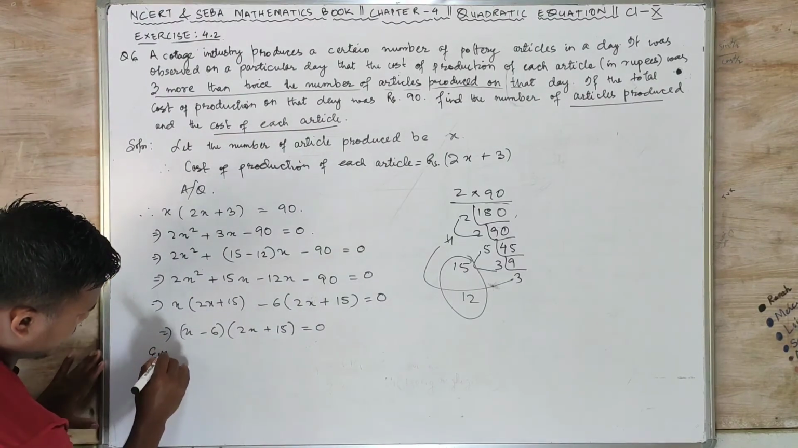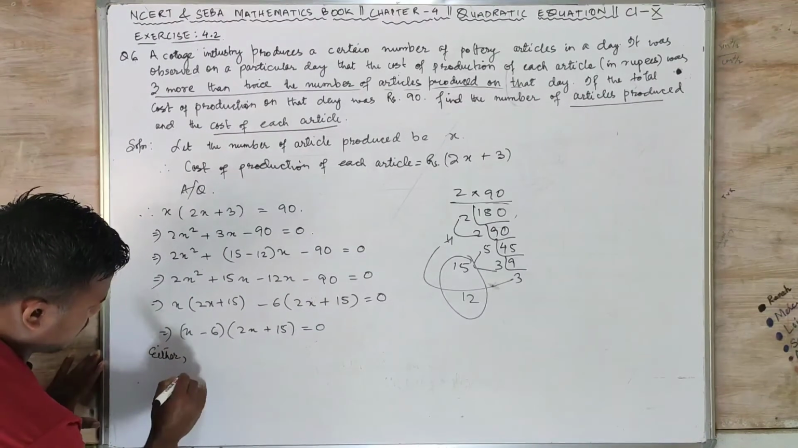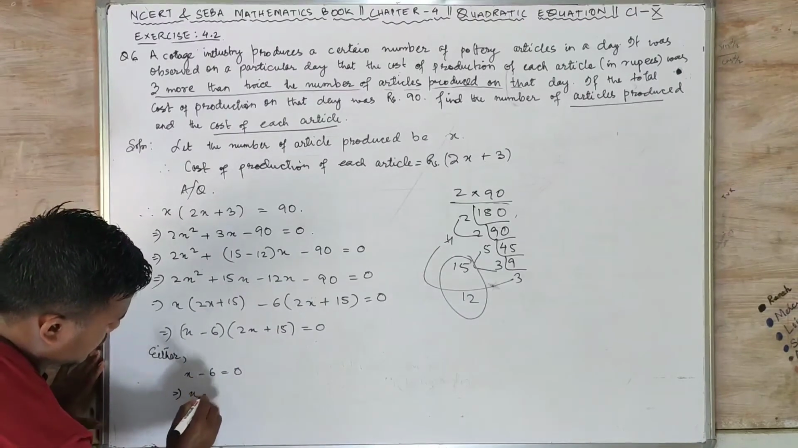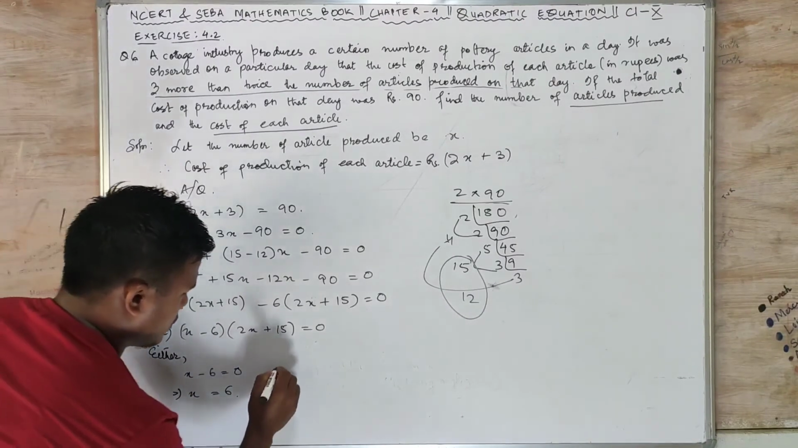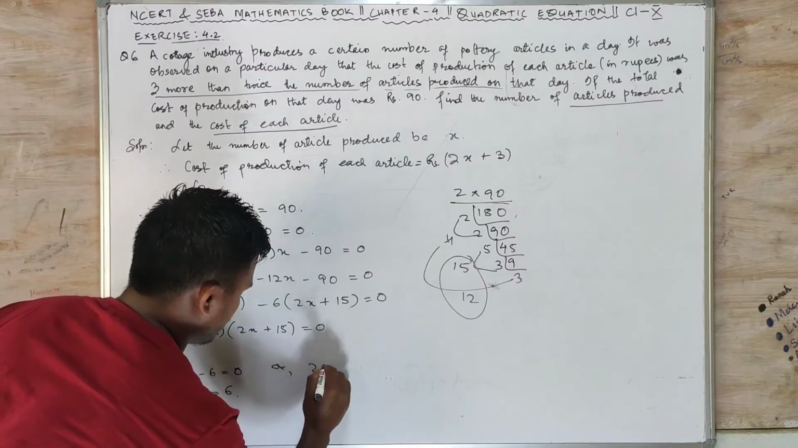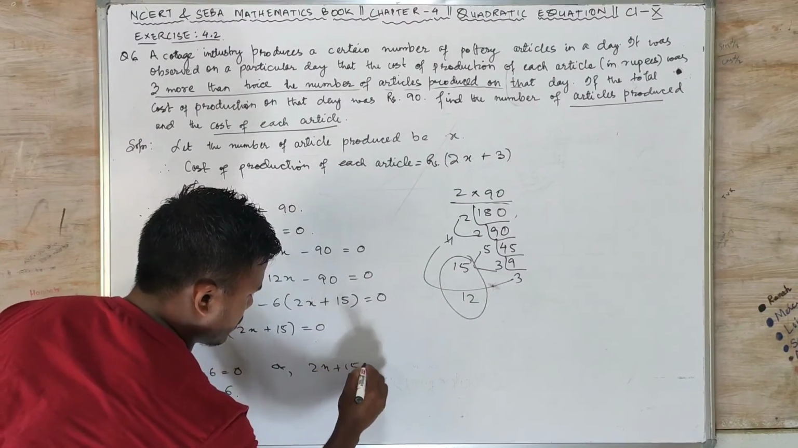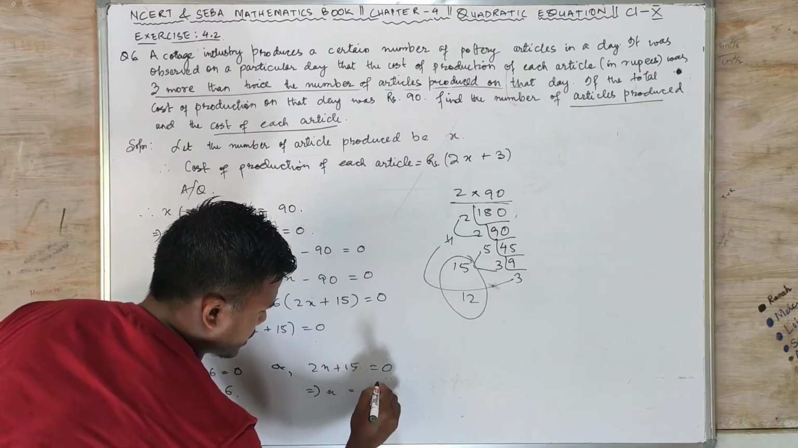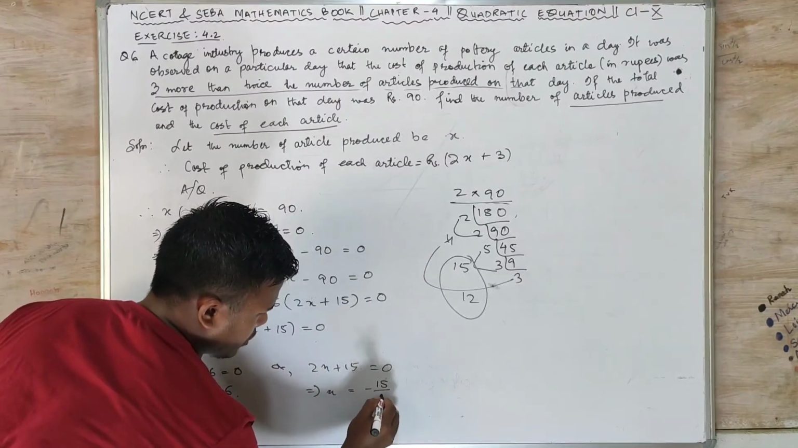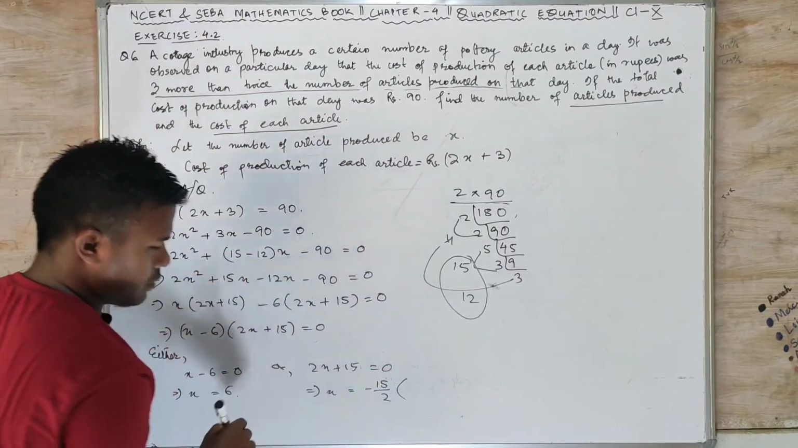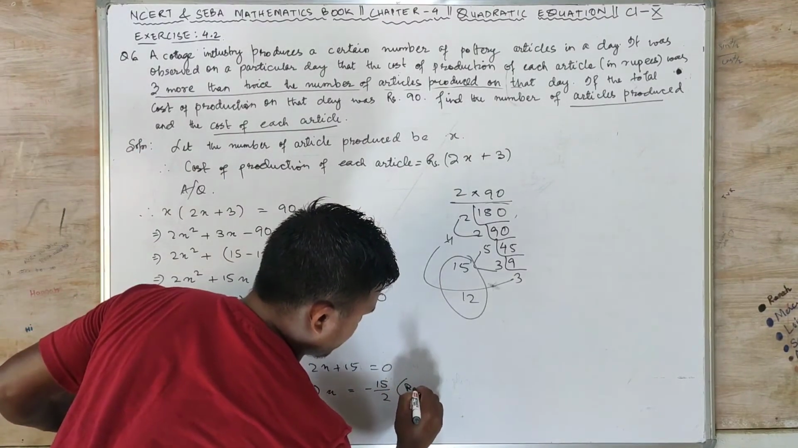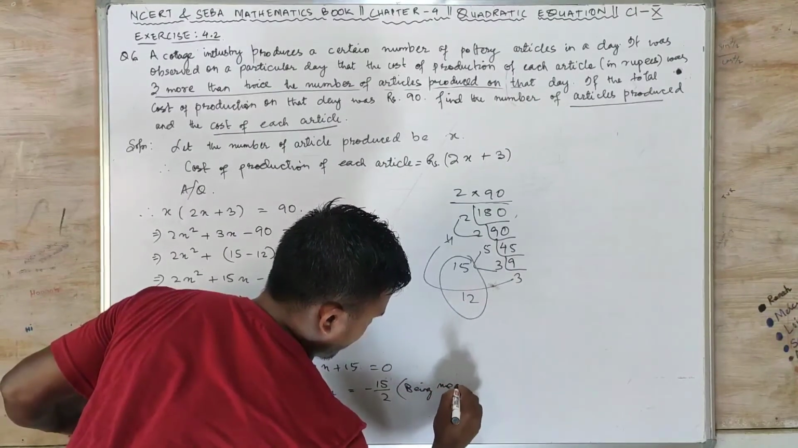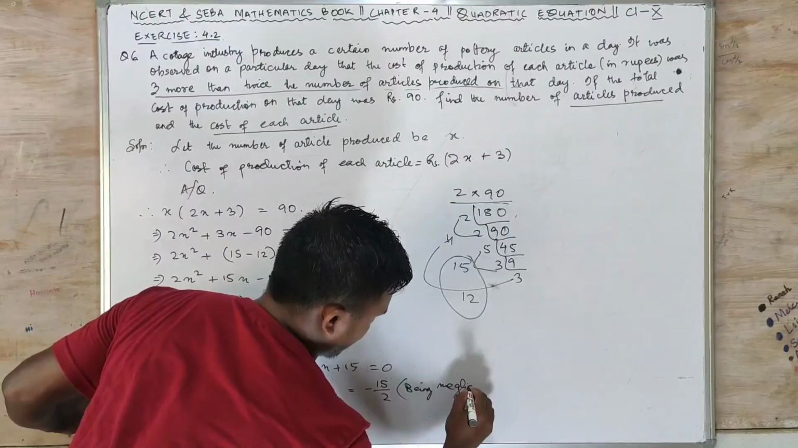So you can do here either x minus 6 is equal to 0, so the x value will be 6, or the other one, 2x plus 15 is equal to 0, then x will be minus 15 divided by 2. You can write it here, negligible because of the minus sign.